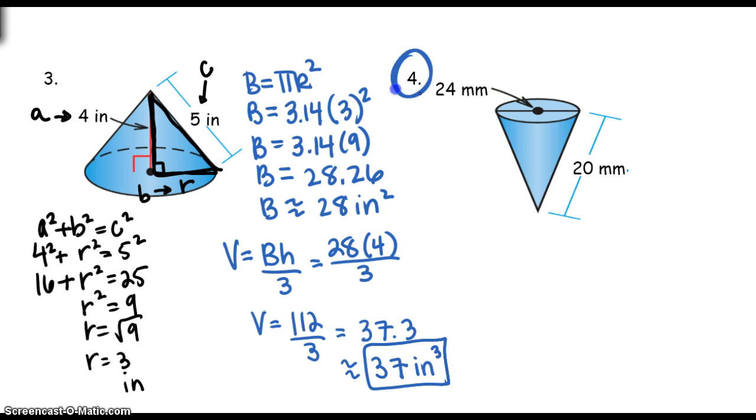I would like you to do 4 and bring that to class. It's almost identical to 3, except it's giving you a diameter. You know your radius is going to be what then? 12. So when you use your little half a triangle here, you know you're going to have a radius of 12. You're not going to use the 24. All right, bring that to class. If you can have those done, that would be awesome.